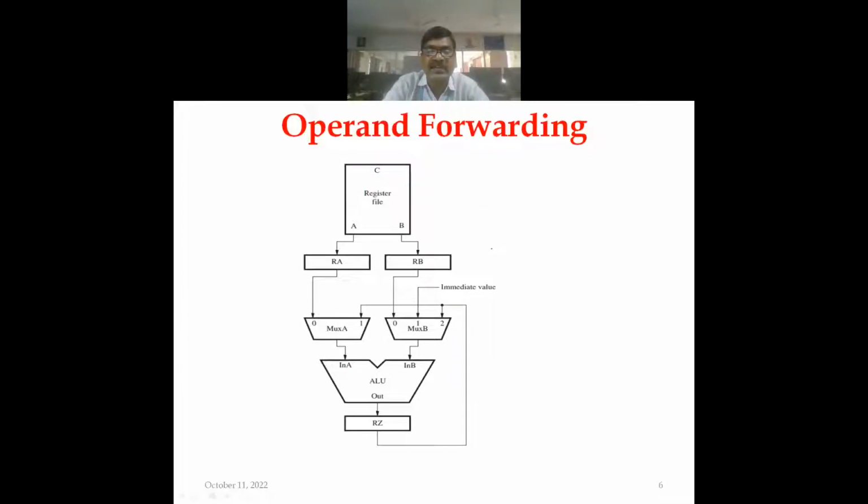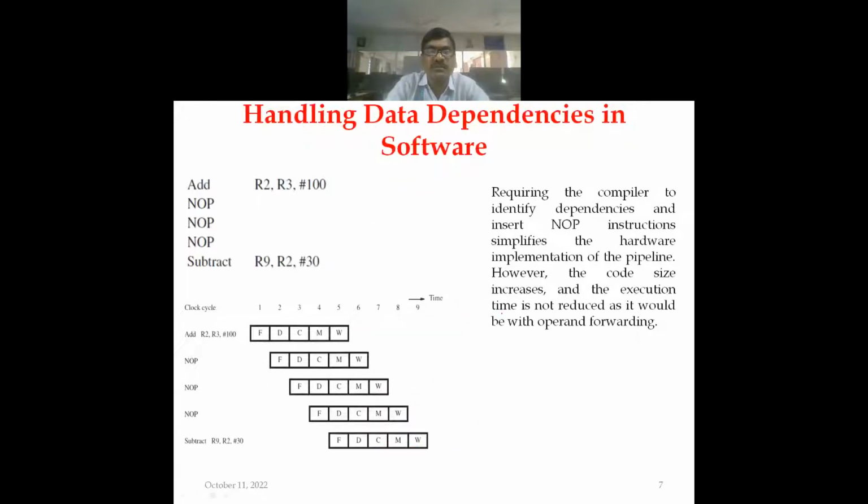This is a flow diagram here. Once the operation is carried out by the ALU, the output of the ALU is written into RZ, which is a temporary buffer register. This RZ value is forwarded again as an input because the second instruction may require it. We give it to mux B as well as mux A. Whether the second instruction requires the output of the first instruction as an input, mux A has selection line 1 and mux B has selection line 2. For this we make use of forwarding of the operand.